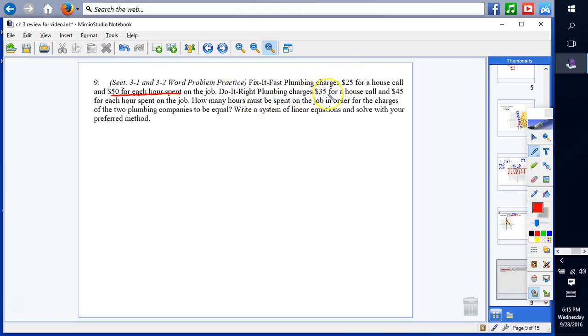Do it right is similar. It's a little different. The house call is a little bit more. They're going to give you this one-time fee of $35, and then from there it's based on how many hours they work for you. So the cost is going to change constantly at this rate. So again, that's just another way of saying slope. So here we're asked in this last sentence to write a system of linear equations. So right away you're thinking possibly y equals mx plus b.